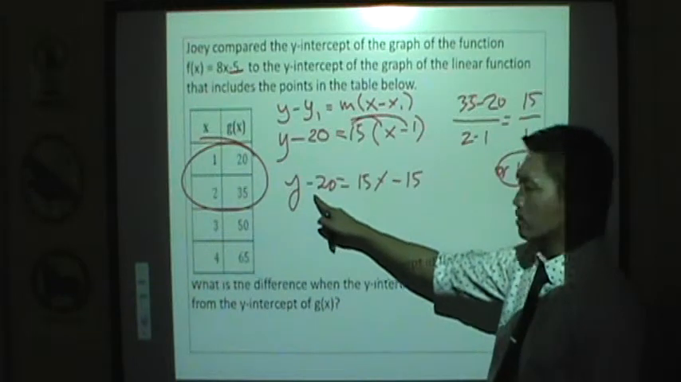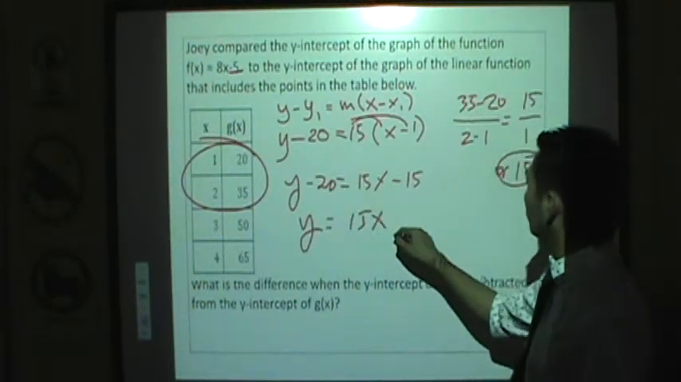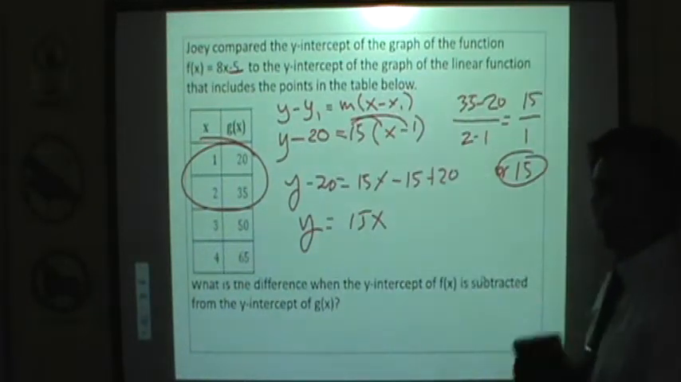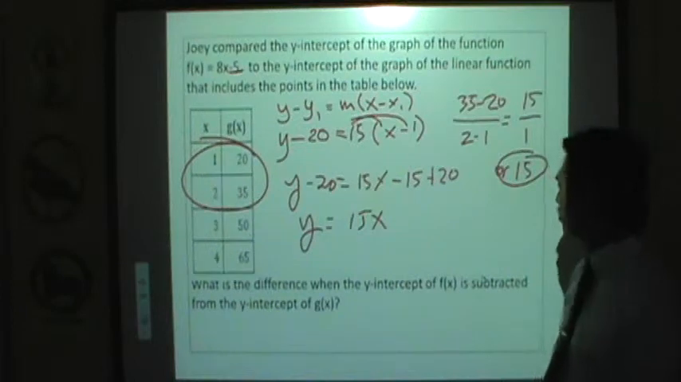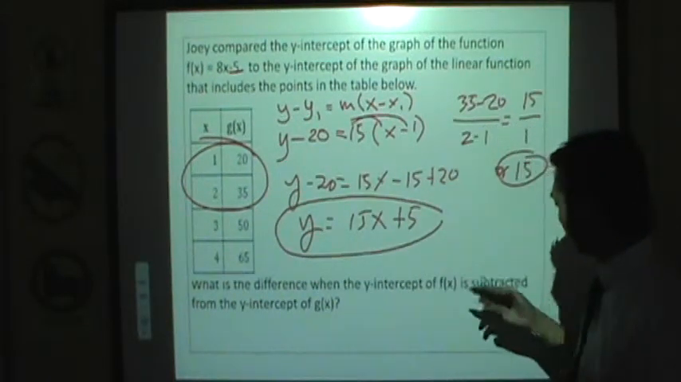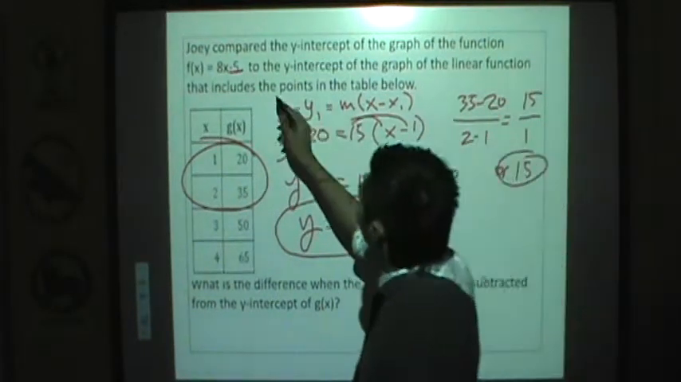And then move that minus 20 because you need to have y alone. And now you have minus 20 over becomes plus 20. Calculator or mental math, negative 15 plus 20 should give you positive 5. Okay, but wait, that's not the answer yet. Here you have positive 5.